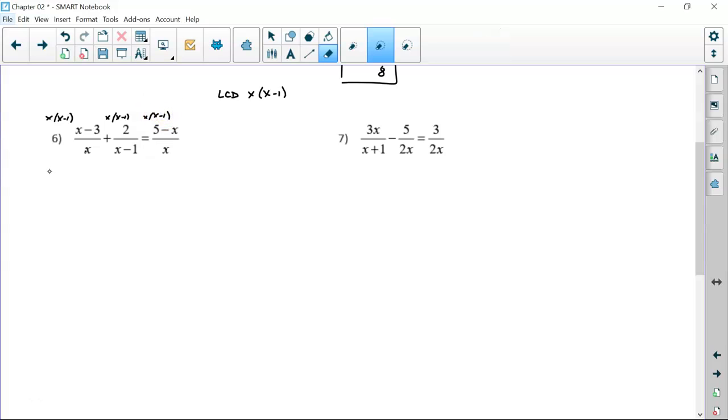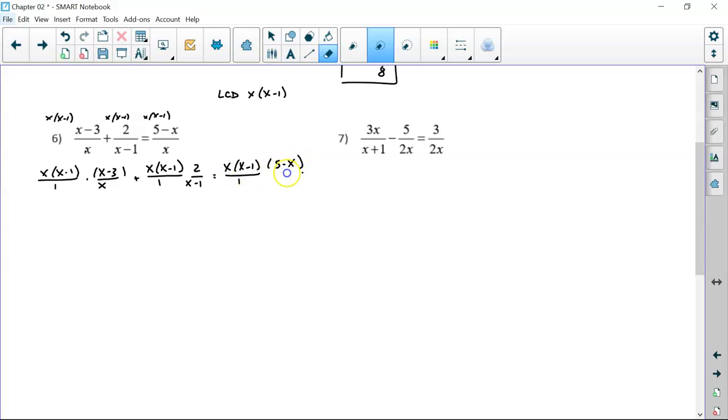I'm going to write it out. X times x minus 1 over 1 times x minus 3 over x plus x times x minus 1 over 1 times 2 over x minus 1 equals x times x minus 1 over 1 as a placeholder times 5 minus x over x. Now, it looks messy, but when we simplify, it's not as bad.